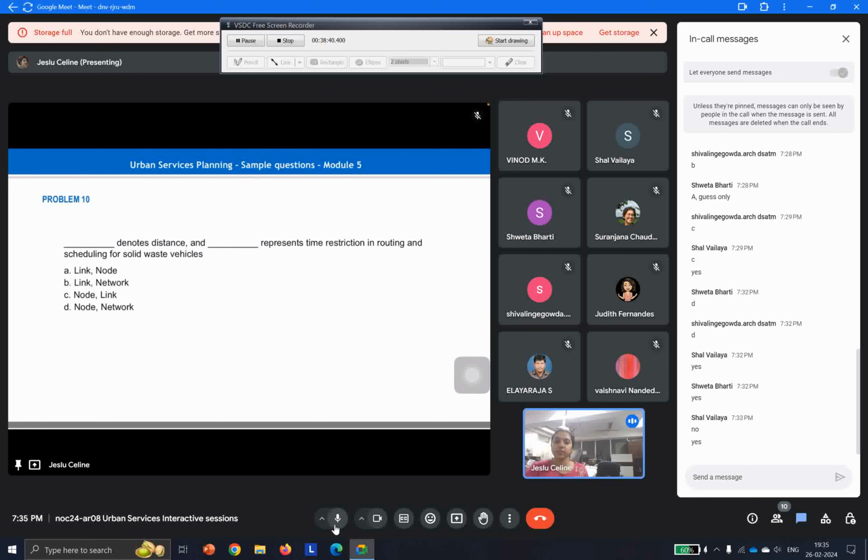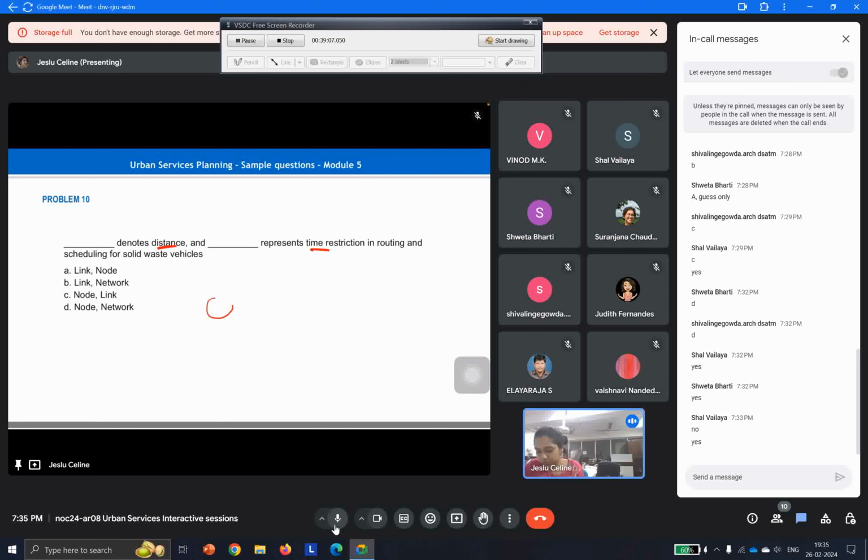So proceeding on to the next question, problem 10: dash denotes distance and dash represents time restriction in routing and scheduling for solid waste vehicles. Option A, link and node. Option B, link and network. Option C, node and link. Option D, node and network. So what represents distance and what represents time? Any guesses?